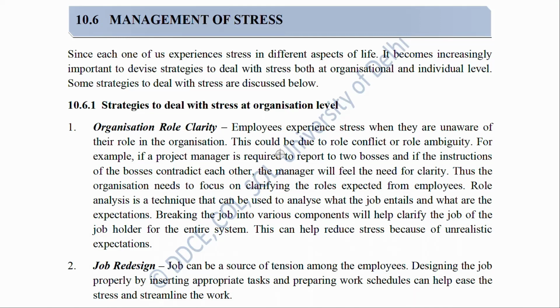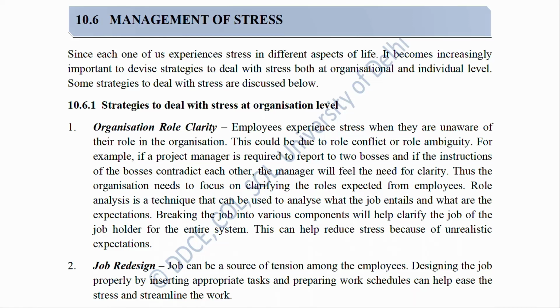10.6 Management of stress. Since each one of us experiences stress in different aspects of life, it becomes increasingly important to devise strategies to deal with stress both at organizational and individual level. Some strategies to deal with stress are discussed below. 10.6.1 Strategies to deal with stress at organizational level.